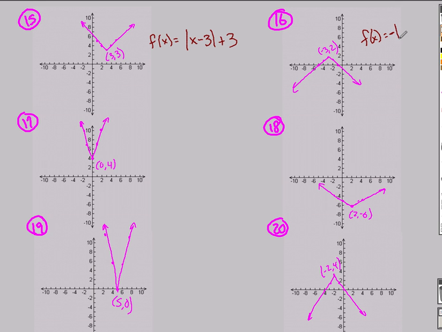So I have a negative out in front. I'm shifting to the left 3 units, so I should have X plus 3 on the inside, and I'm up 2, so positive 2 on the outside. For number 17 here, what I have going on for shifting left and right is nothing, so it's just the absolute value of X. I'm shifting up 4 units, so plus 4. And then going up here, when I went over 1, I went up 1, 2, 3. So I should have a number 3 out in front.